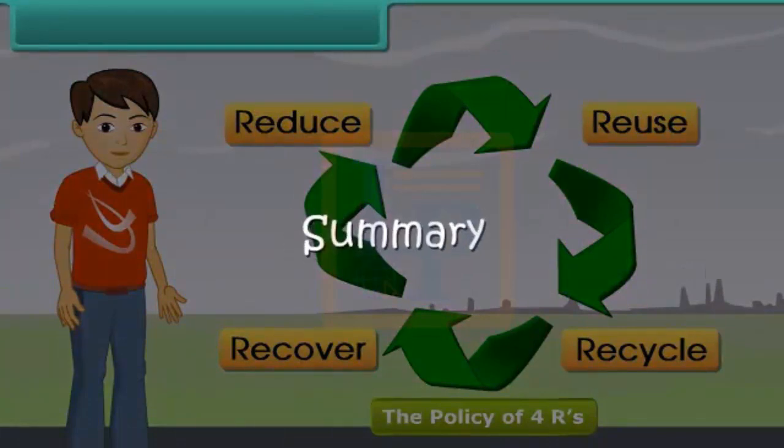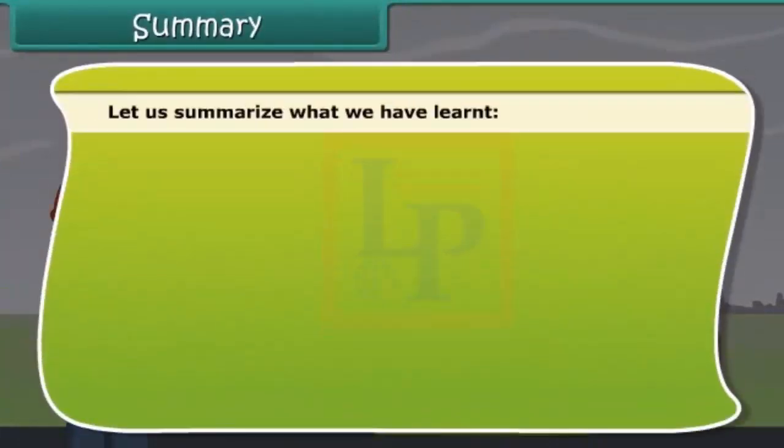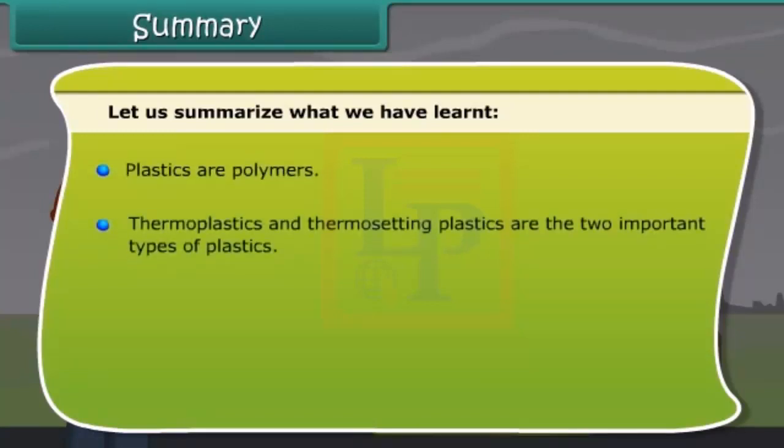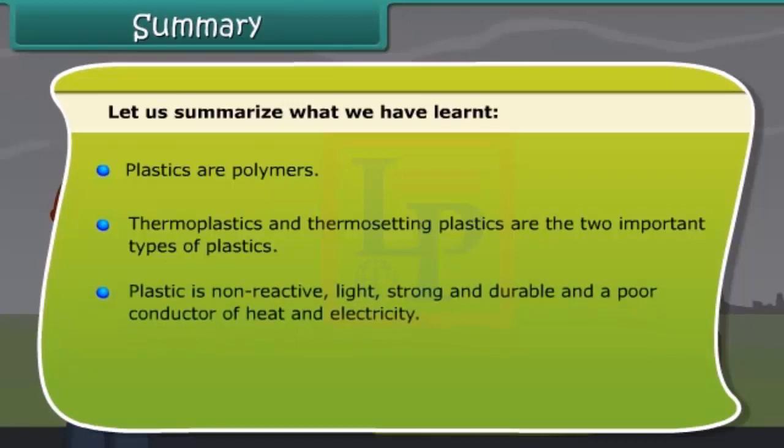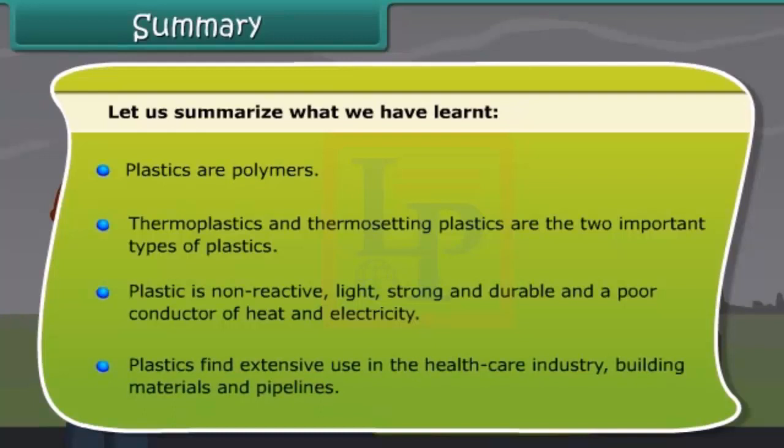Summary. Let us summarize what we have learned. Plastics are polymers. Thermoplastics and thermosetting plastics are the two important types of plastics. Plastic is non-reactive, light, strong and durable, and a poor conductor of heat and electricity. Plastics find extensive use in the healthcare industry, building materials and pipelines.